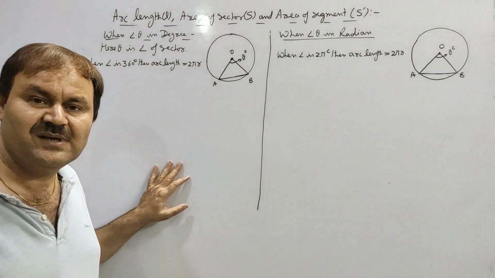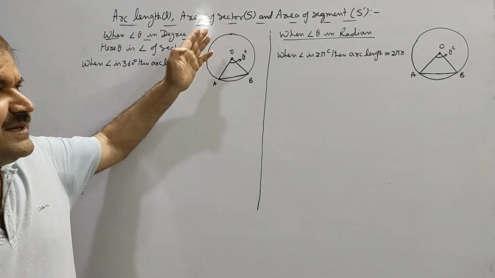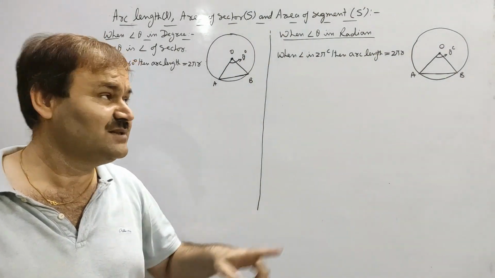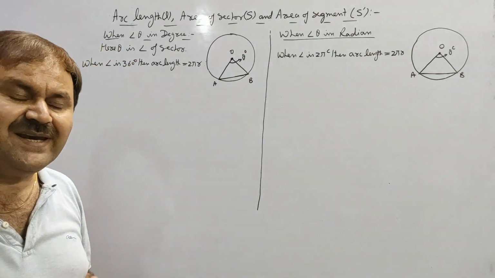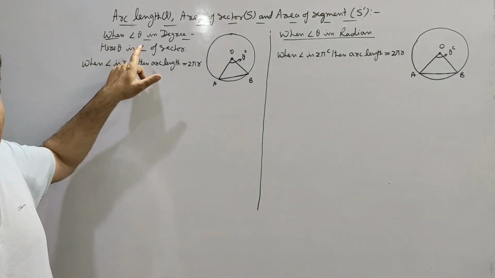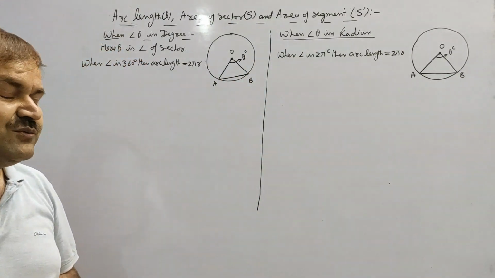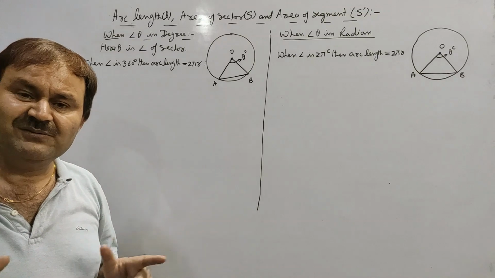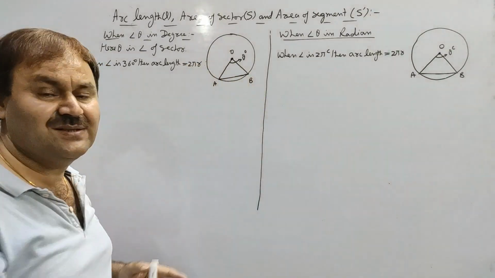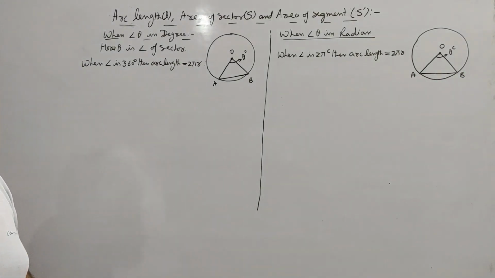Now we will learn how to find out the arc length, area of sector and area of segment of a circle if required, when angles of sector are given either in degree or in radian. First of all, we must know what a sector is. The two radii of a circle will always divide the circle into two sectors.